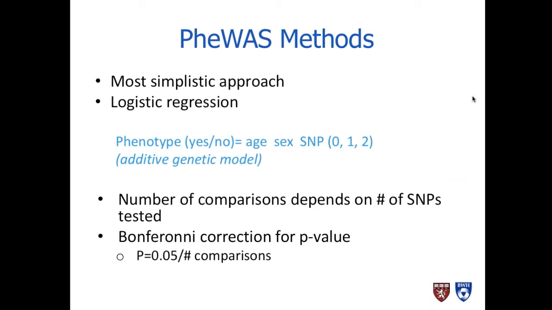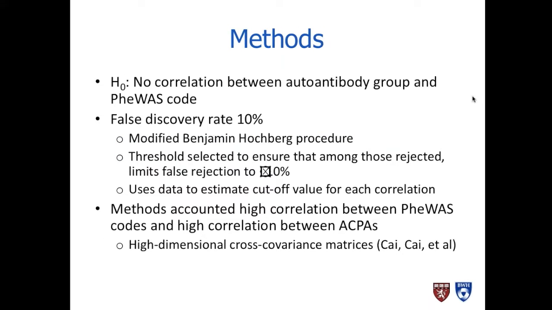I just want to tell you what's on the back end. This is the most simplistic approach, but I think it helps you to see what we're doing here. Think of it as many logistic regressions where you have phenotype yes or no, across the 1,000 phenotypes, and age, sex, and SNP. In our case, it's actually going to be a biomarker, while traditionally it's a SNP or a variant. You do many comparisons and find the associations. Now, as I mentioned, these are biomarkers, so we had to retool this a little bit.